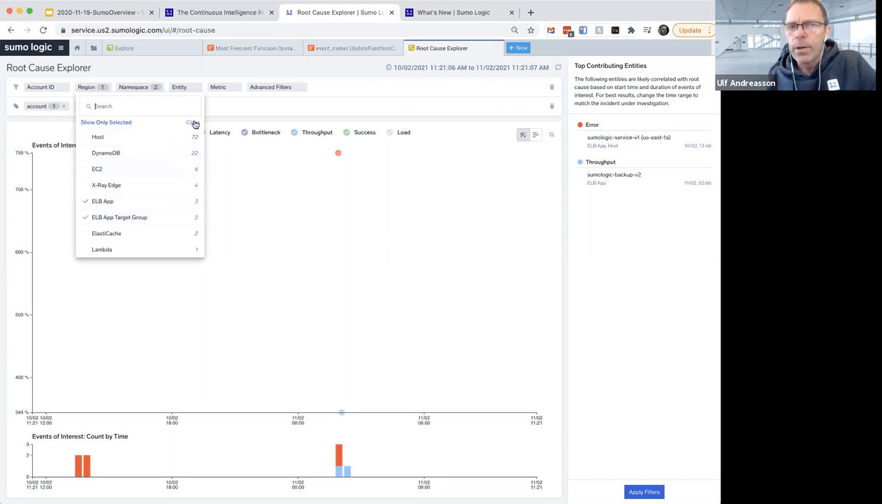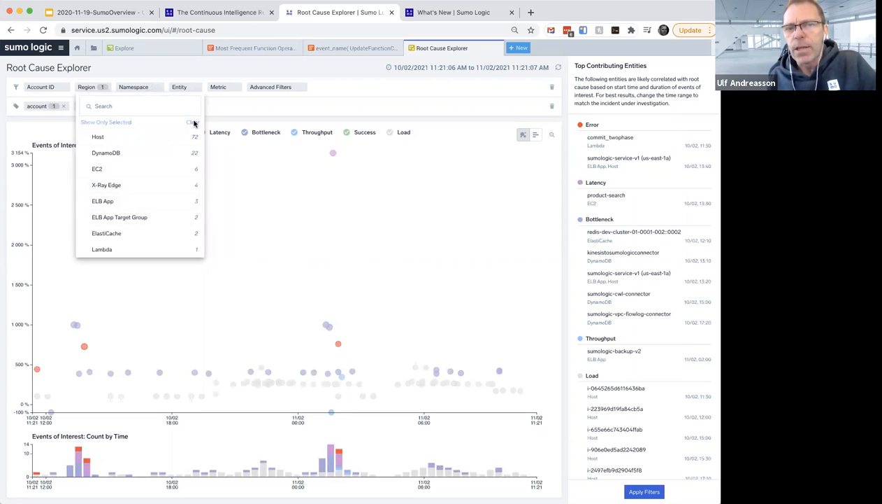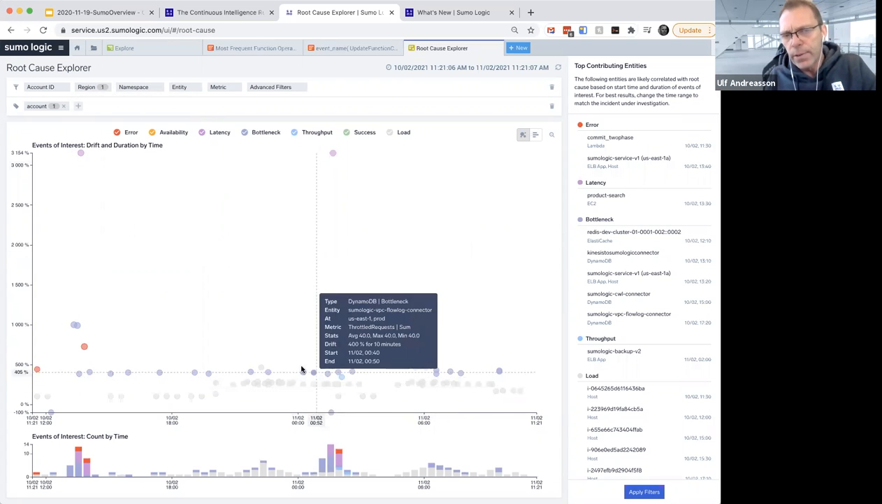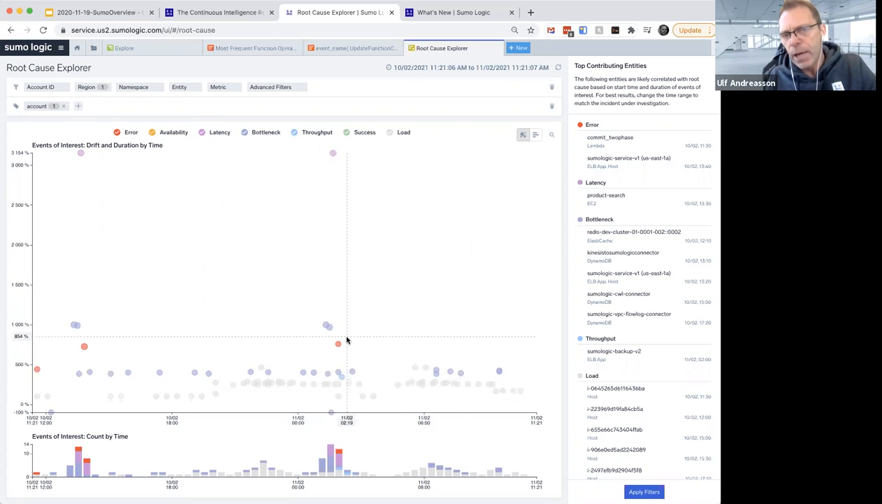What I can do here is look at everything instead of just looking at ELBs, because my problem may be somewhere else, not just in the ELB. So I can easily say, okay, let's clear this and let's look at everything. And you can see that I got a lot more information here now. Still the same type of information. And if I look at this around this time, I see that I have had a couple of issues here.